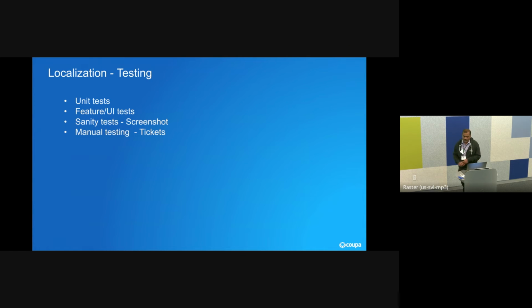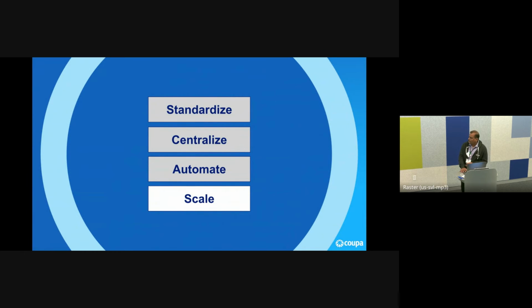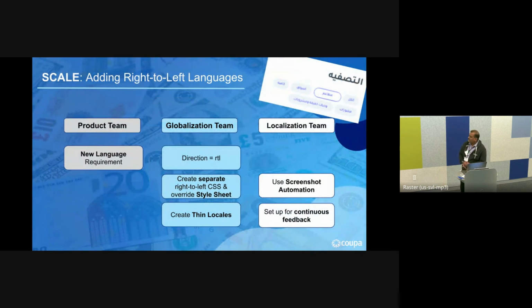So once we have all these three, we are ready for scaling, right? In this example, we will see how we added Arabic, a right to left language. Once the product team was ready with a language requirement, they create these new language requirements, and then they come to the globalization team. And we do the specifications and decide what is the scope of this work and how we can enable the language.